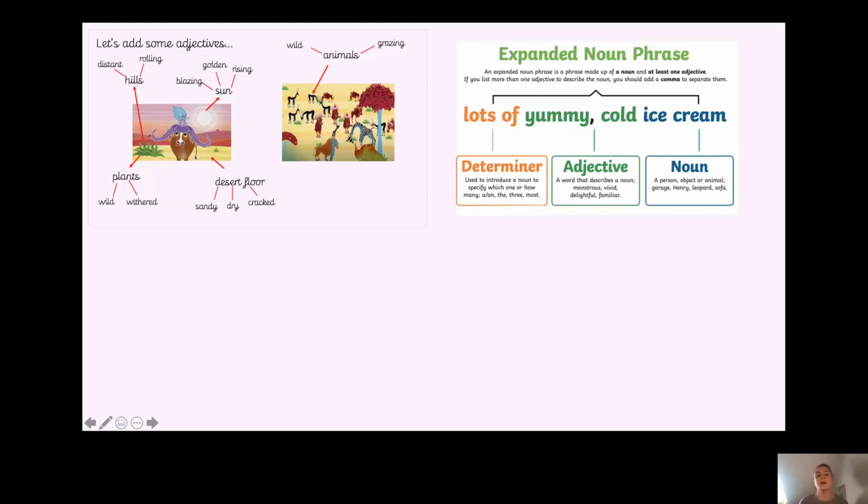Okay, so let's start by creating an expanded noun phrase for the sun. Okay, now I have got for the sun the adjectives blazing, golden, and rising. Now, I only need 2 of these adjectives for my expanded noun phrase. So I'm going to write the golden, rising sun. So I've got my determiner there, which is the. I've then picked the 2 adjectives, golden and rising, and I've made sure that I've got my comma in between the 2 adjectives. So I've got golden, comma, rising, and then finally I have got sun at the end.